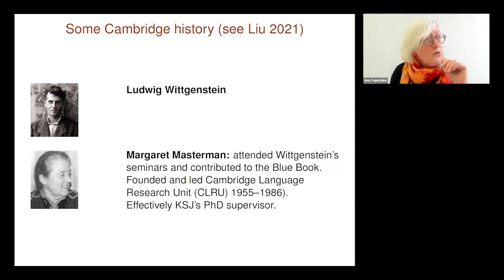Margaret Masterman is not nearly as well known as she should be, but she founded and led the Cambridge Language Research Unit starting in 1955. So this is really one of the very earliest units working on AI or computational linguistics. And effectively, she was Karen's PhD supervisor, although technically she wasn't, because she wasn't allowed to be, because she was never a formal faculty member.